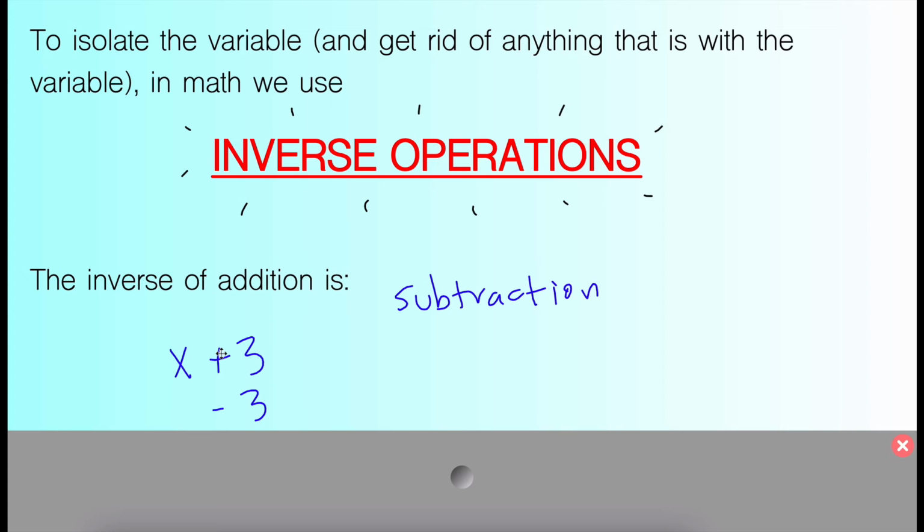Those are inverses. They just cancel each other out. Plus 3 minus 3 is just 0. So what would be left is x all by itself. So the inverse of adding something is subtracting it, because those are opposites, and opposites cancel each other out.